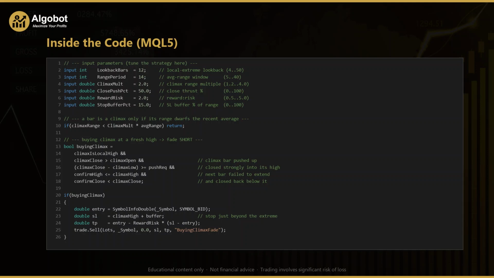Next, look at the single guard line. It compares the climax bar's range against the climax multiple times the average range, and if the bar isn't wide enough, the function simply returns and does nothing. That one check is the abnormality gate.